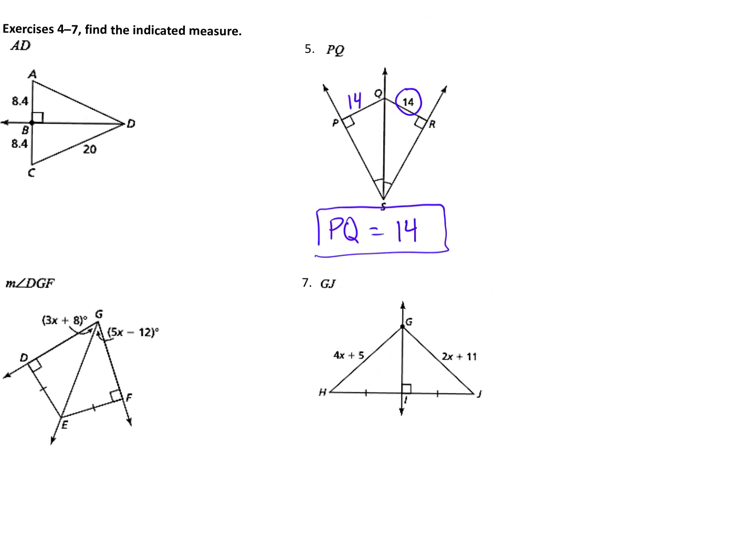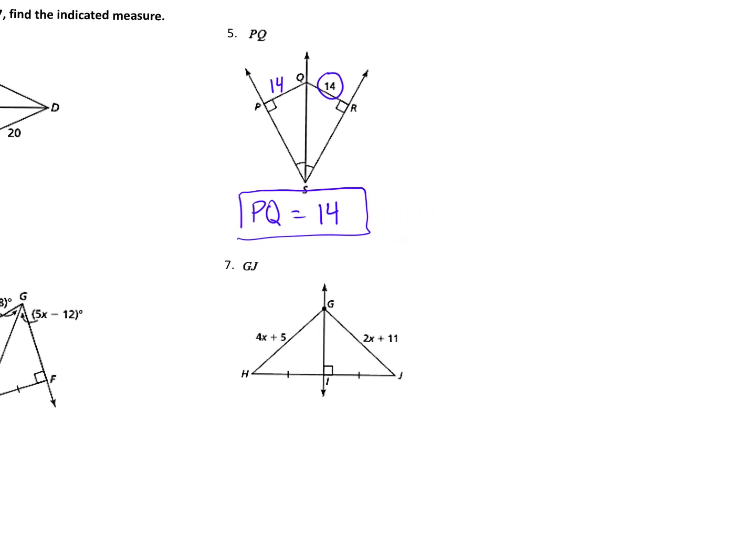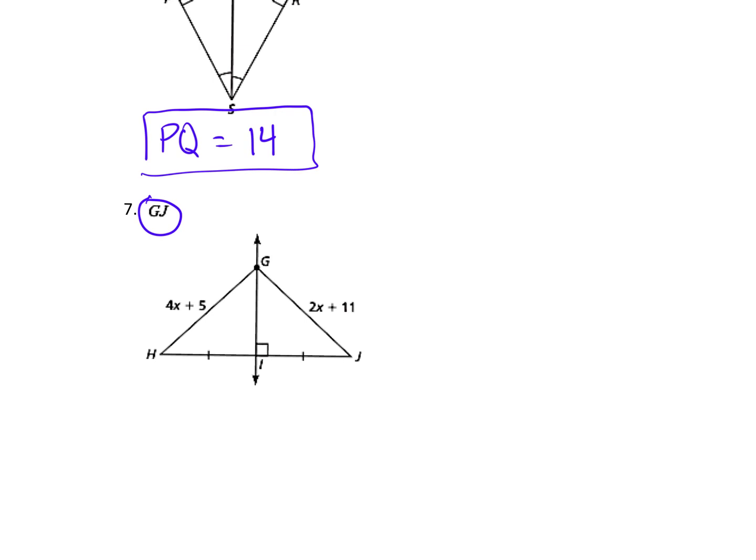Let's go to number 7. We have a perpendicular bisector. That means the segments have to be equal. So that means to find JG, we have to first solve for x. To do that, we say 4x plus 5 has to equal 2x plus 11. Set it up as an equation.